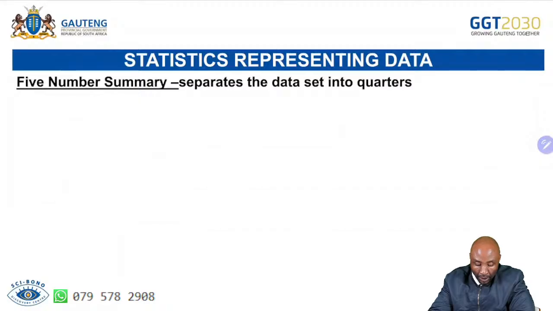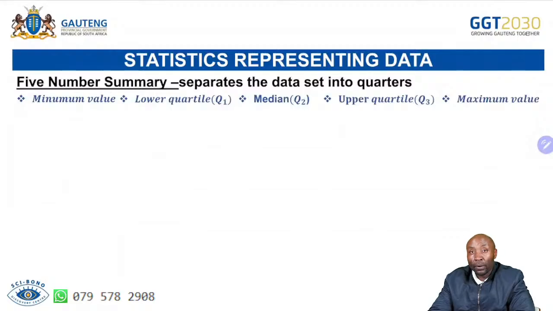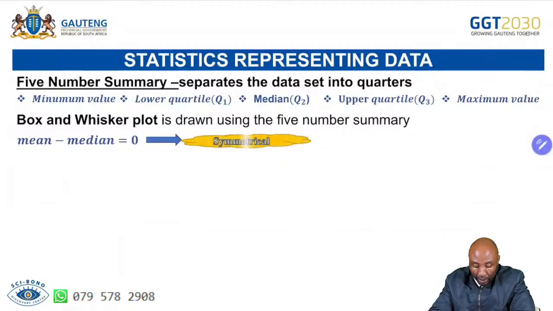So let's look at the 5-number summary. We have our minimum, our lower quartile, our median, our upper quartile, and our maximum value. These are the points that we plot on our box and whisker plot, and we use the 5-number summary to obtain this. And then we also have to comment on the skewness of our box and whisker plot.